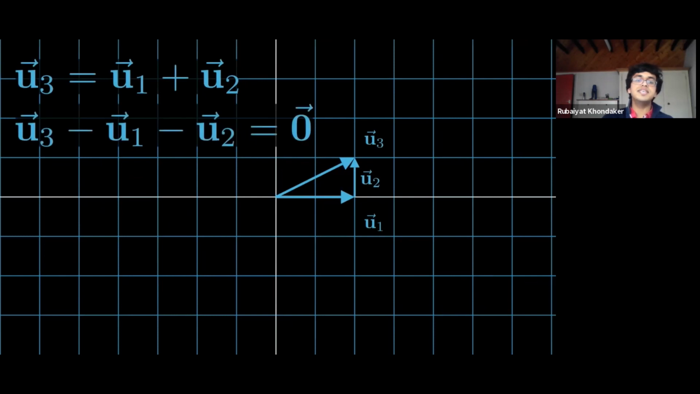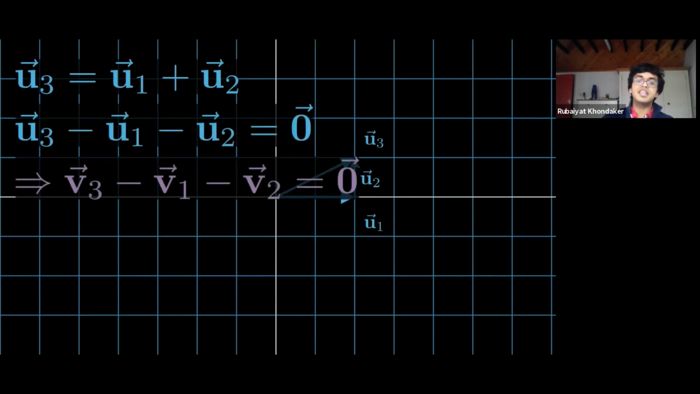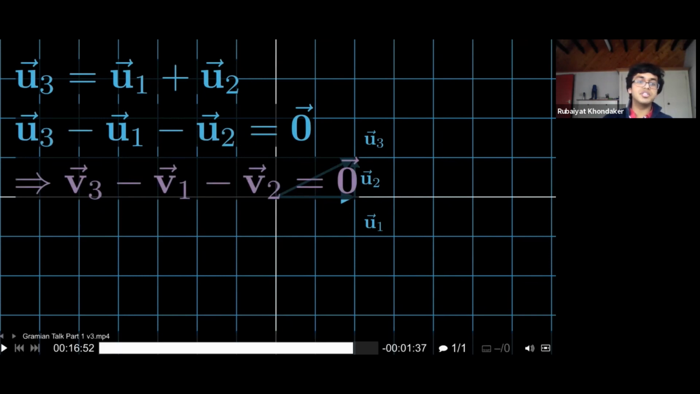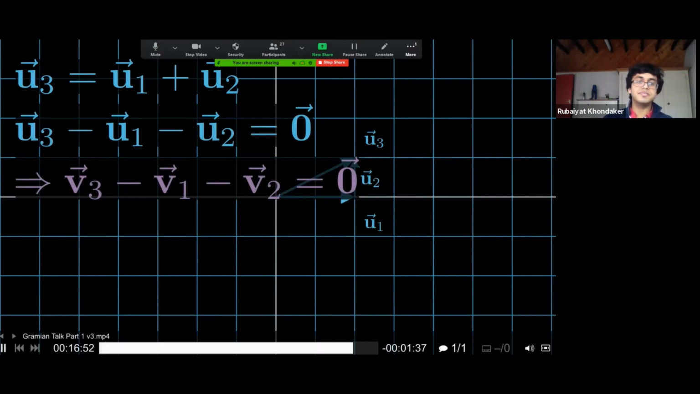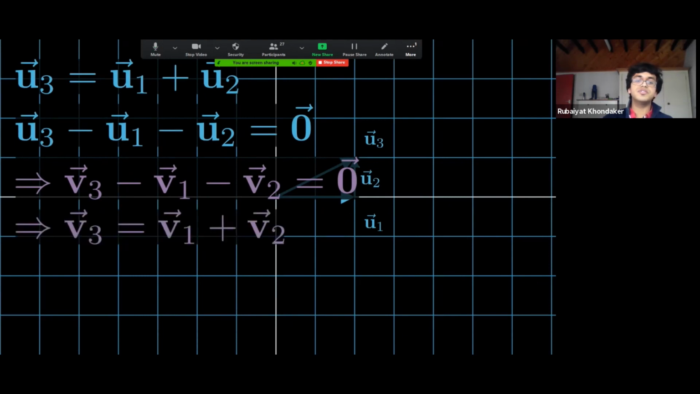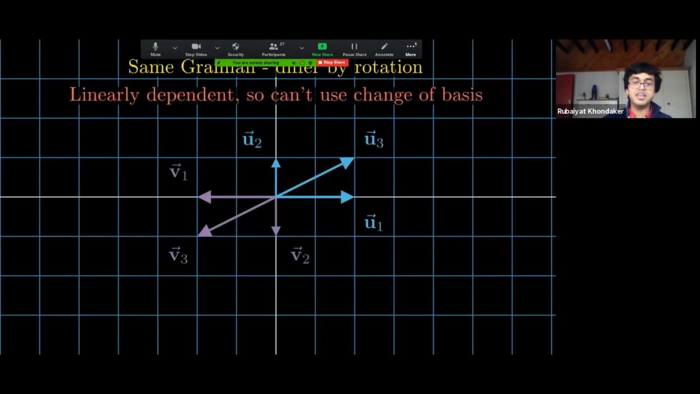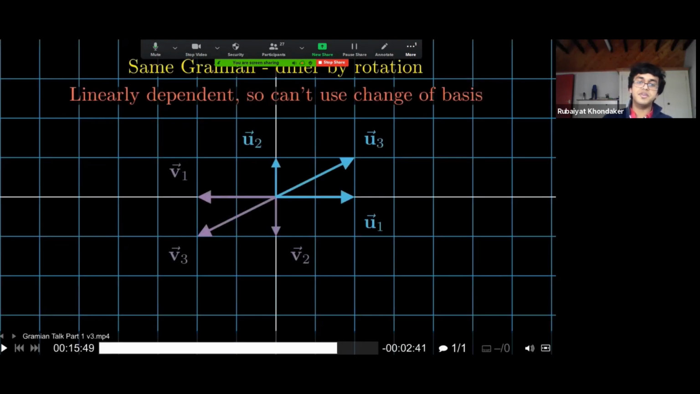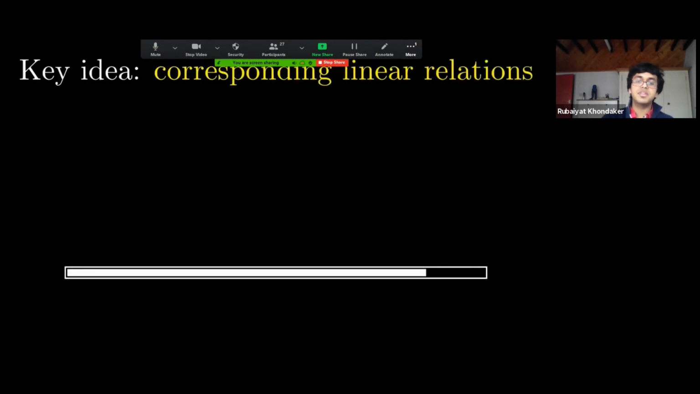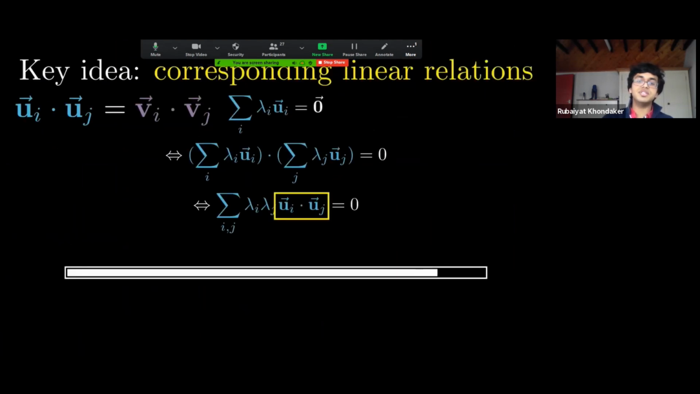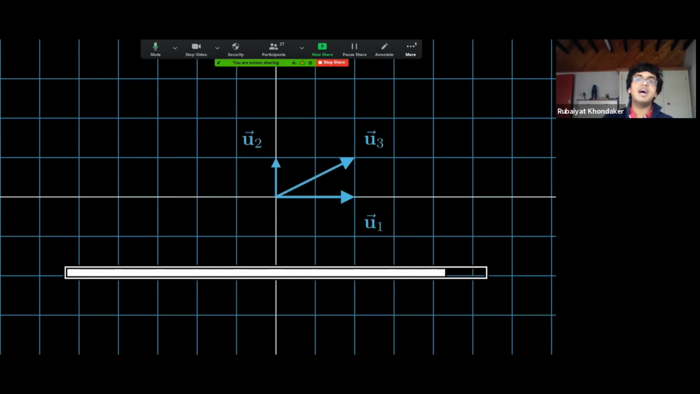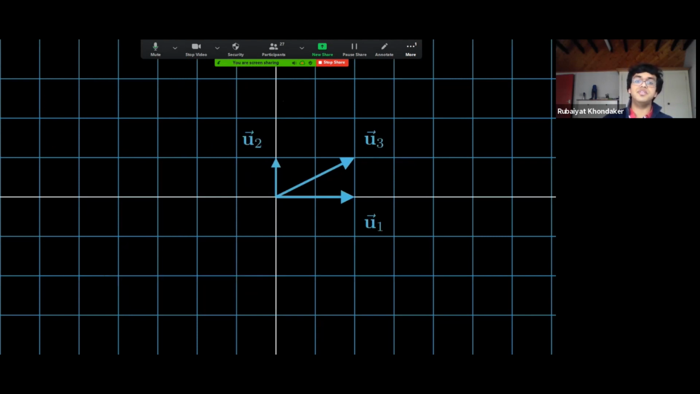We know that this necessarily means that v3 minus v1 minus v2 is also 0. That's the corresponding linear relation. So v3 is also v1 plus v2. And if you actually go back to what v3 looked like, you can see here, yeah, that works. v3 is v1 plus v2. But the great thing about that is that we deduce that without having to actually look at v1, v2, and v3.